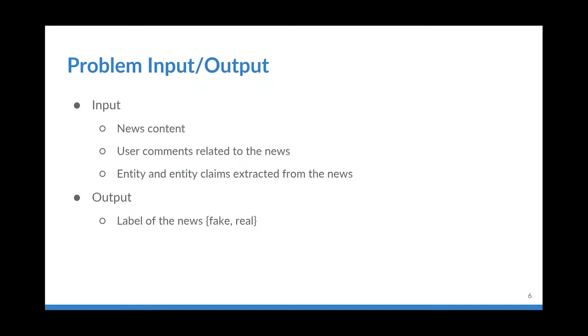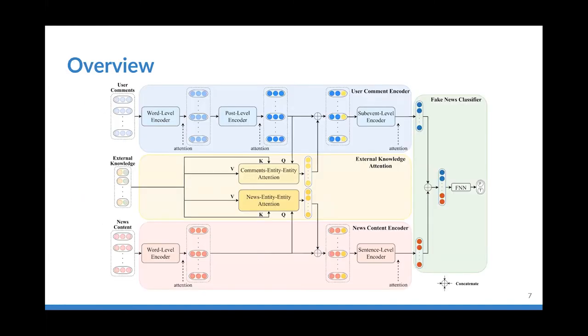The inputs of our problem are news content and user comments, and we do some pre-processing of the news content to obtain entity and entity claims. Our model would then output either fake or real as a label to a given input. This is the overview of our model. There are four parts. Next, we will introduce each part of our model.